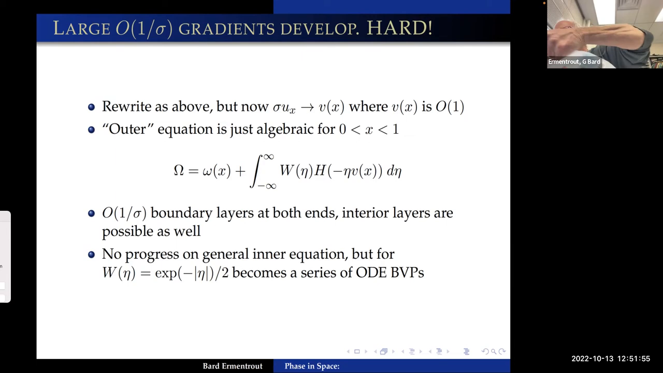Hold on, I'm going to get a drink of water here. There, I want to see if there's anybody there. I can't see people. Well, I better close that because then you can't see my slides.